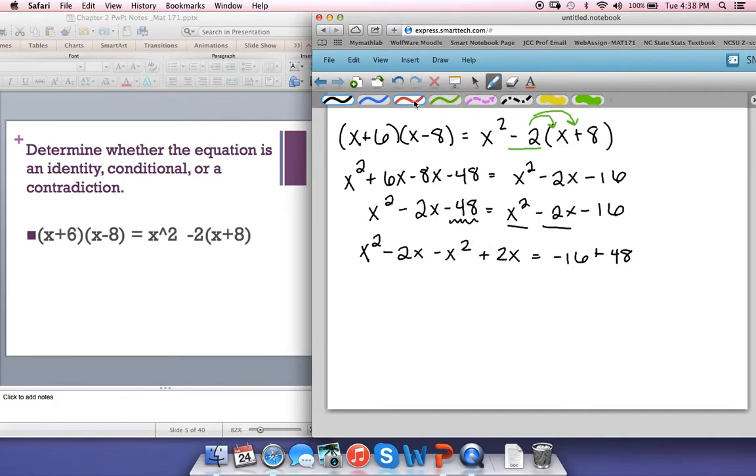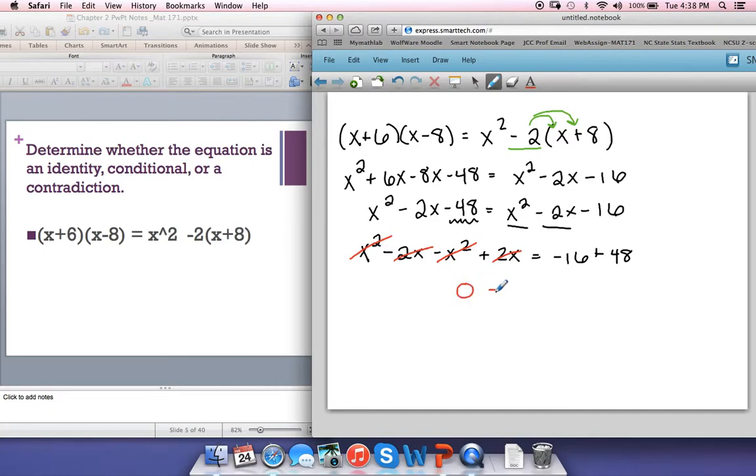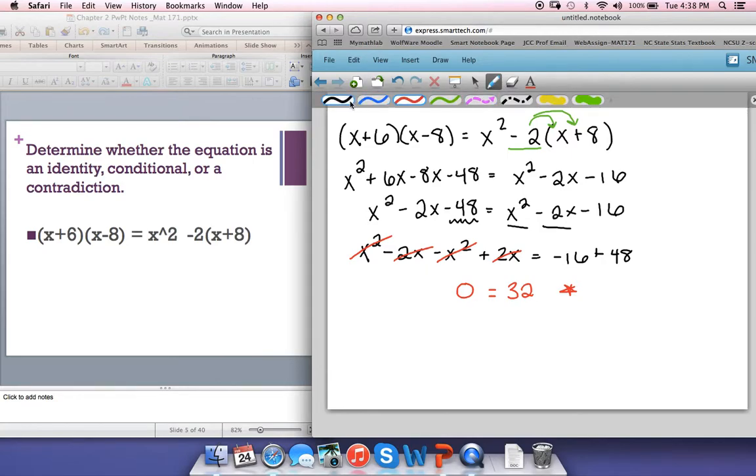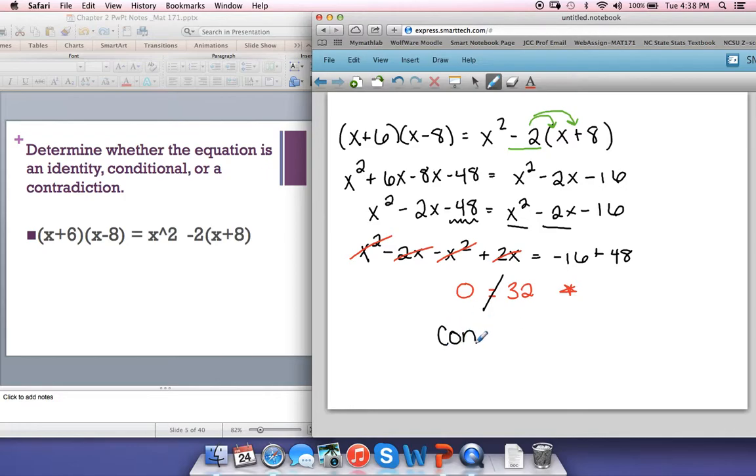Now, if you notice what happens here, x squared and minus x squared cancel out. 2x and minus 2x cancel out. That leaves me with 0. And 48 minus 16 is 32. Now, there's the end solution. 0 equals 32. Now, my question to you is, is that a true statement? No, that's not true. That does not equal one another. Therefore, it can't be true for any real numbers, and it is a contradiction.